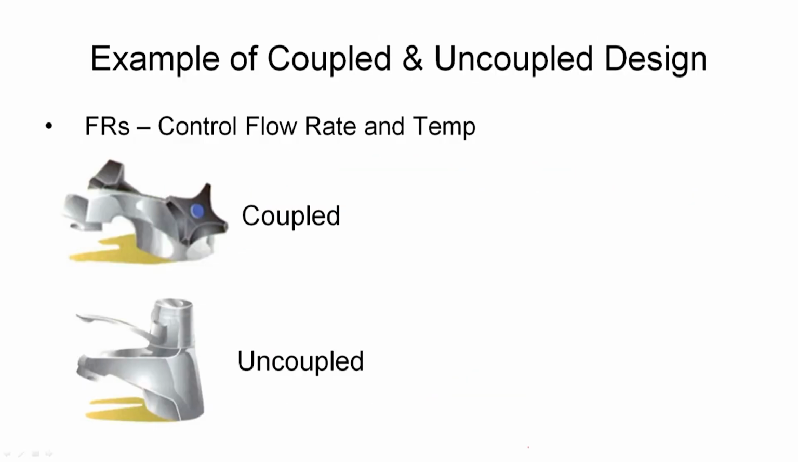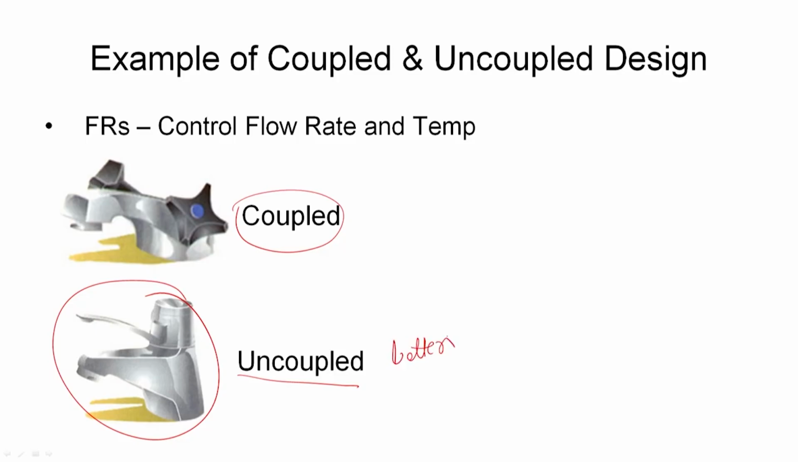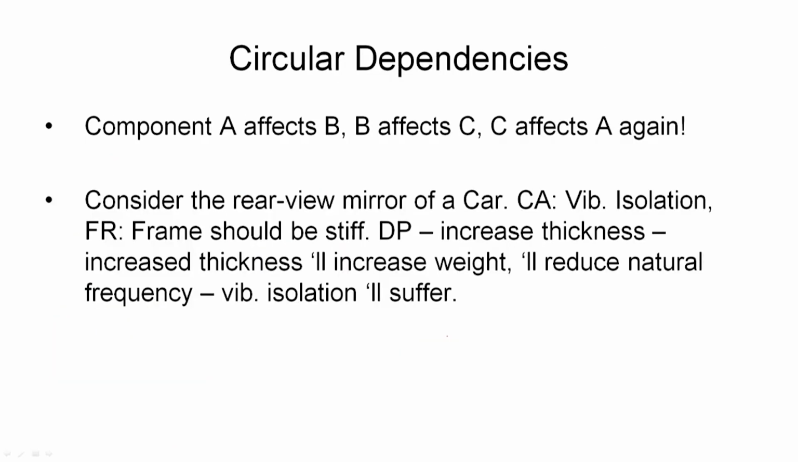Now, this is the example of a coupled problem, like a coupled FR, that with hot and cold water, either you control the temperature or you control the flow, you will not get both, because it is a coupled solution. But if you go for today's solution, you can actually do both. So, this uncoupled design is a better design than a coupled design. Just an example of how, if you take care of it in the axiom stage itself, it could be a better design.